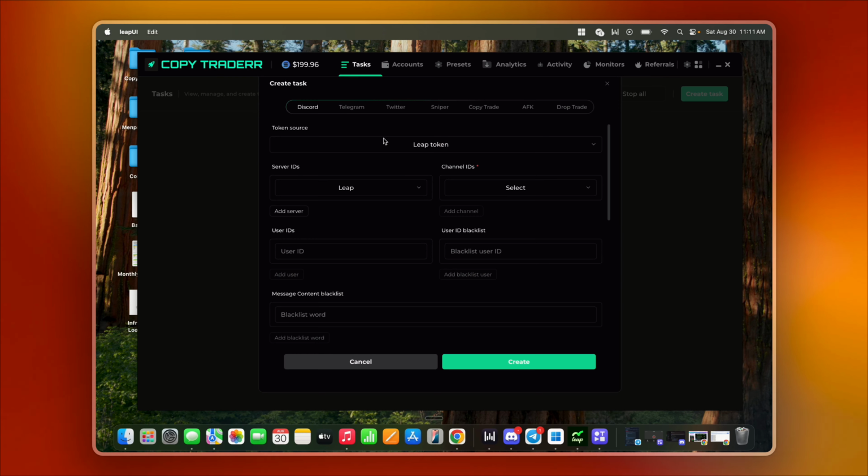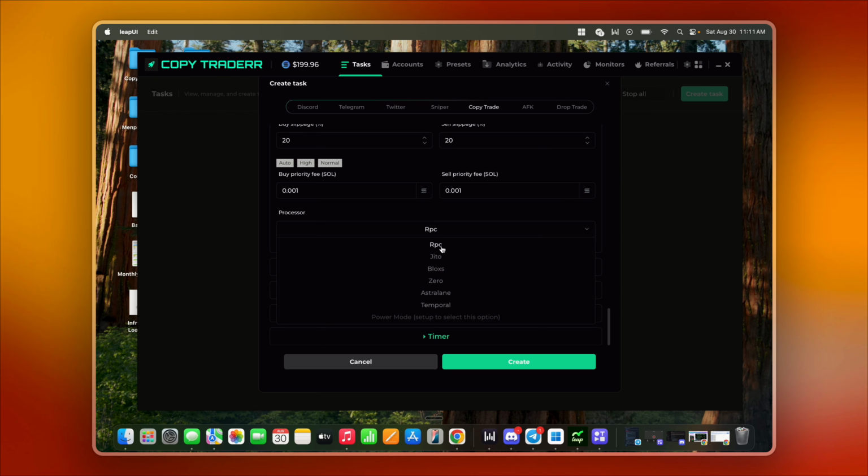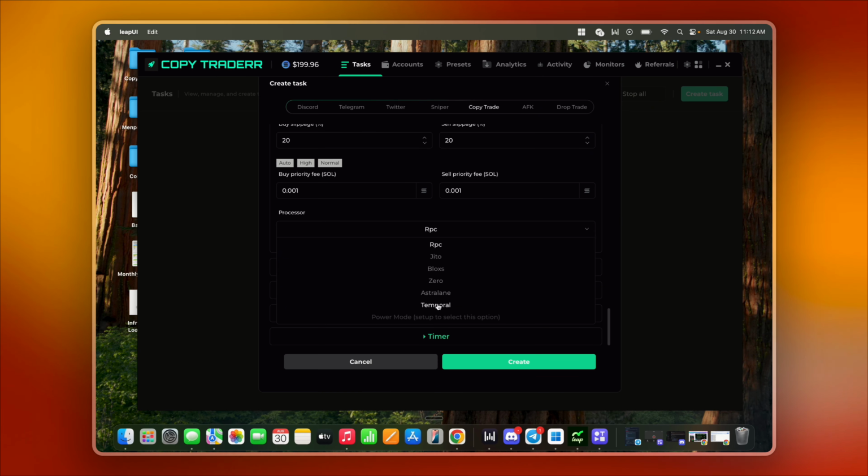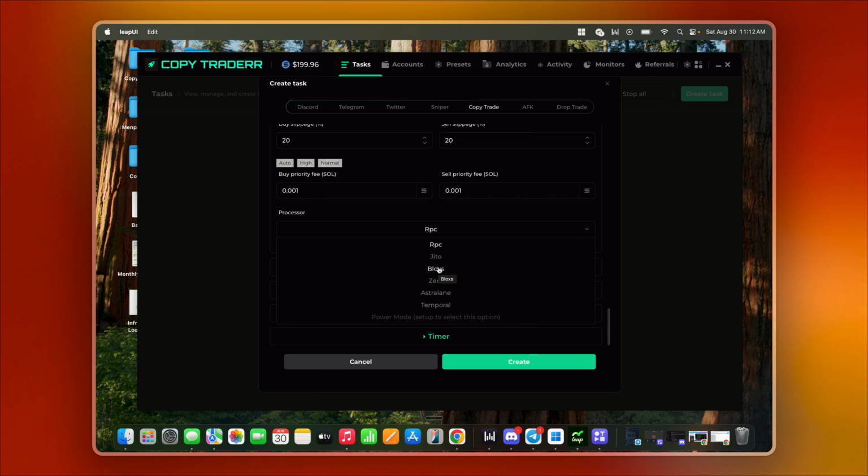But honestly, speed is not an issue. Even using Leap's free in-house RPC is extremely fast. I find myself landing 0 block with even a small 0.001 fee. But as we'll talk about, they have extremely advanced power modes, which allow you to run every processor at the same time, and whichever one lands first is the only one you will pay for. Another feature that no other bot has.